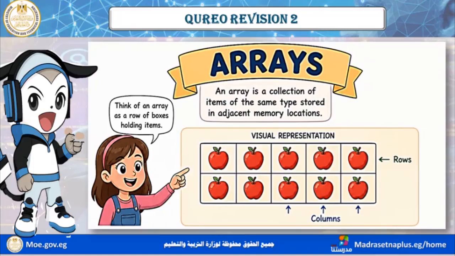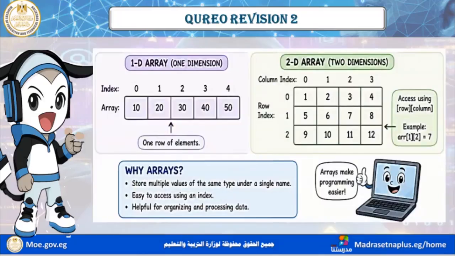It seems like a box holds items, but these items are stored in the same box, and this box has a name. So each array is composed of some items stored under a certain name for all elements. We have two types of arrays: a 1D array, which consists of one row and some columns, and a 2D array, which consists of some columns across some rows. Why do we use arrays?